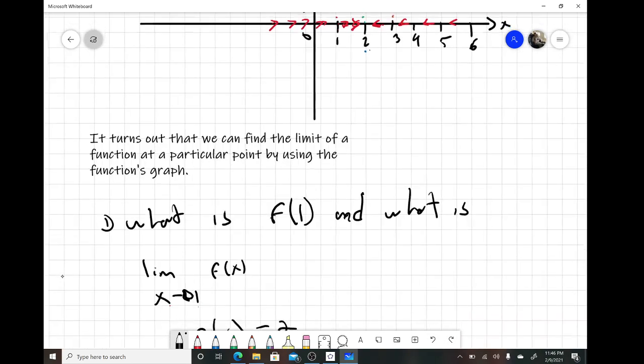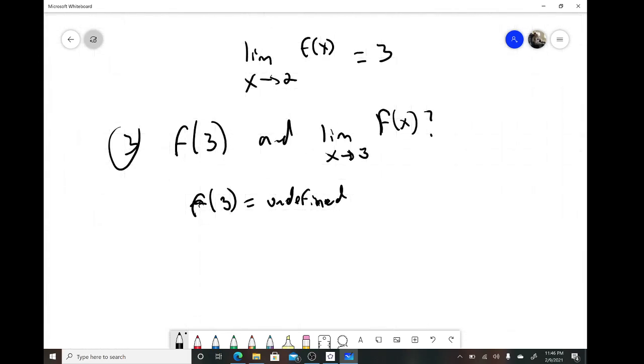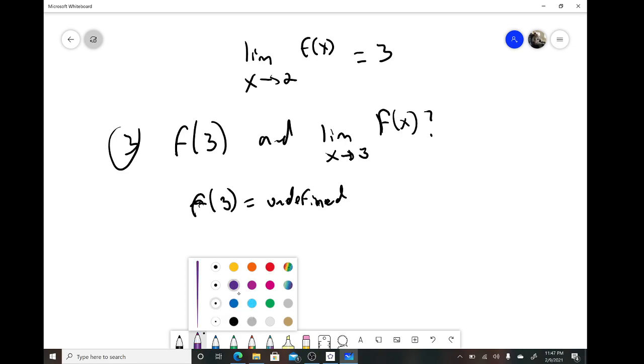So we could actually find the limit for points that are undefined. With any function that has an undefined point, it is possible to find the limits. So let's see if this will be the case for this particular function that we're working with. And let me see if I can actually change colors. It goes like purple.